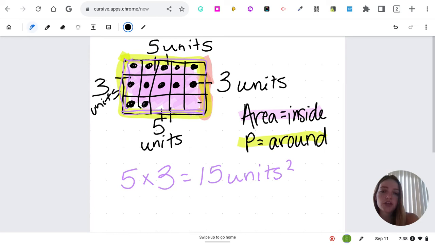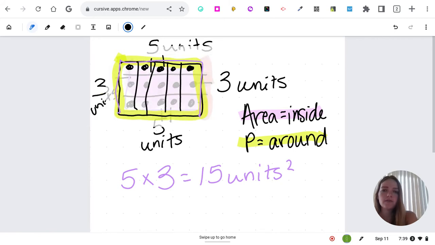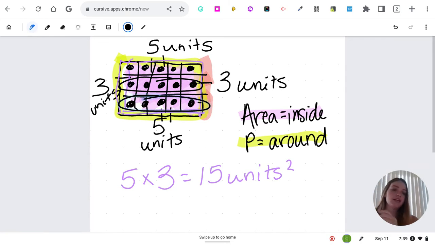Since multiplication is repeated addition, we can see here that I can either add 3 5 times or add 5 3 times. So even if you don't know how to multiply yet, you can still find area by using repeated addition. So here I could say 5, 10, 15. And that is how I know how to find my answer.